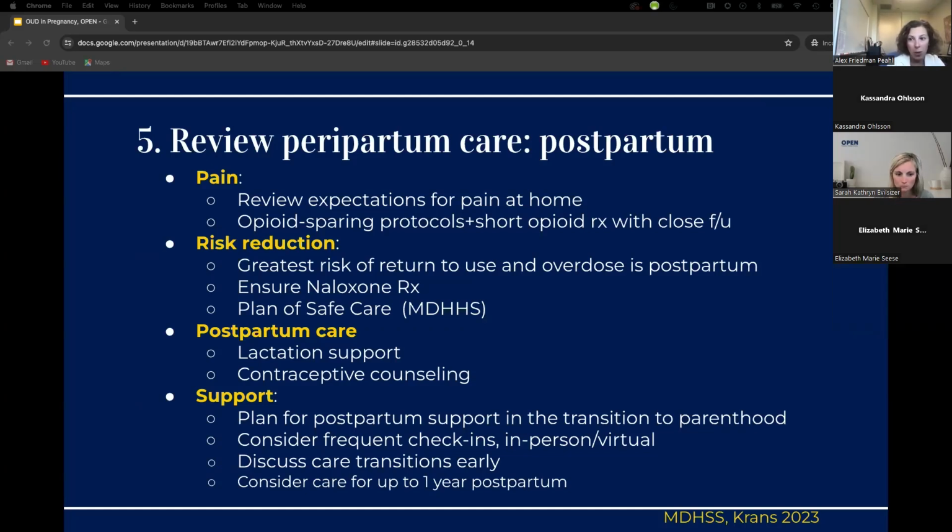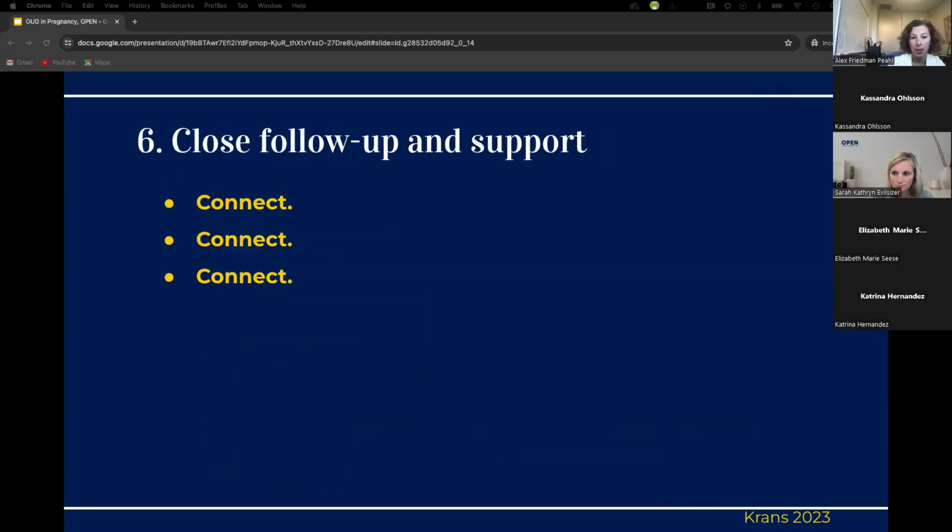We often do frequent check-ins with our patients, not waiting until the traditional 6-week postpartum visit to see how they're doing. And we actually have shifted to providing care up to 1 year postpartum in PFF in recognition of the high rate of overdose and return to use in that year postpartum. And so I will just emphasize connect, connect, connect. Remain in touch with your patients.